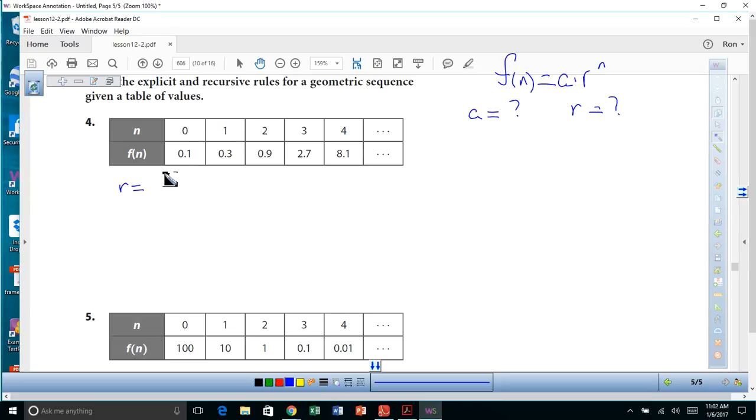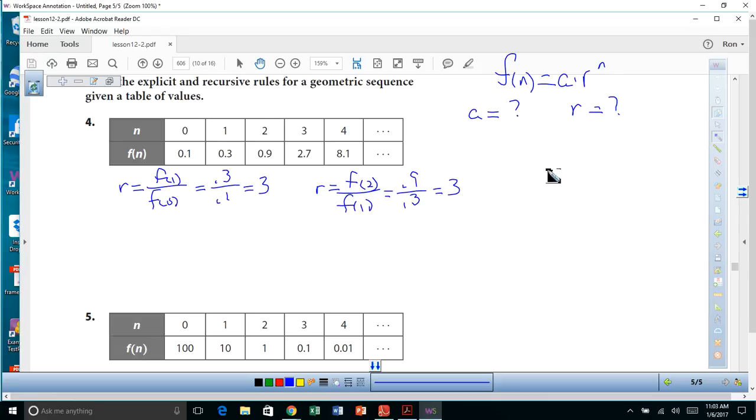And let's see, the ratio of f of 1 divided by f of 0. That's going to be 0.3 divided by 0.1, which is 3. You can check it with the next one. R equals f of 2 divided by f of 1, and that would be 0.9 divided by 0.3, which again is 3. And it would continue.